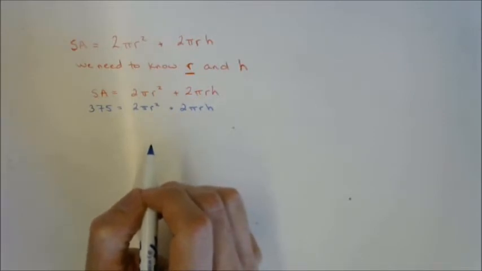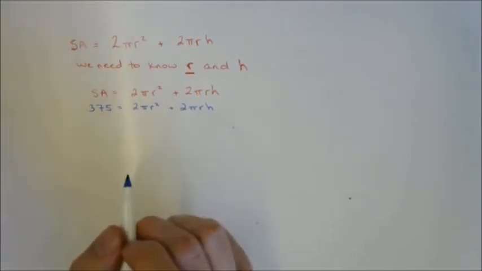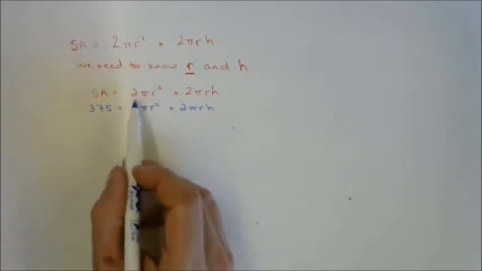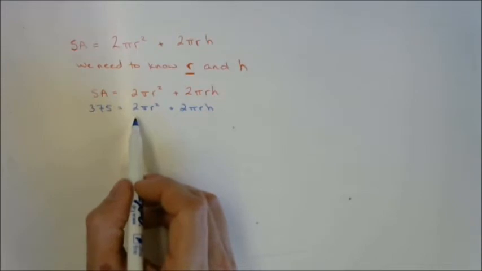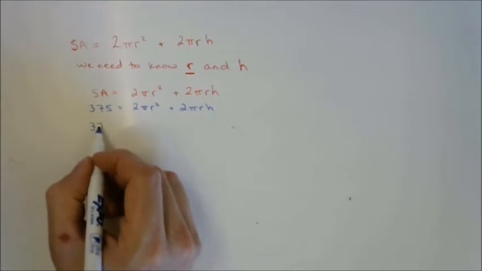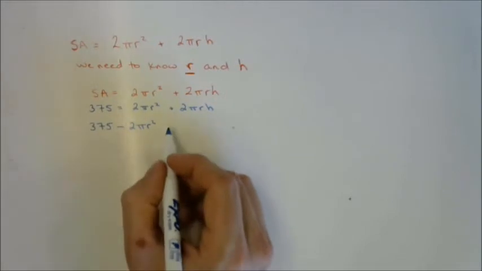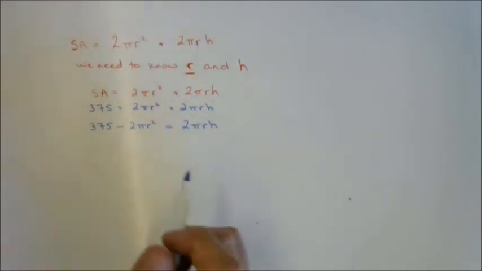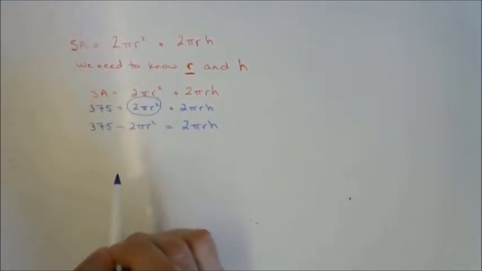Now, we are trying to isolate h. Okay? We're trying to get h by itself on one side and everything else on the other side. So the first thing I see is this doesn't have any h's in it, so I'm going to go ahead and subtract this from both sides. It's going to give me, on the left side, 375 minus 2 pi r squared. And on the right hand side, I'm just going to be left with 2 pi r h. All I did was subtract this amount from the right side and from the left side.